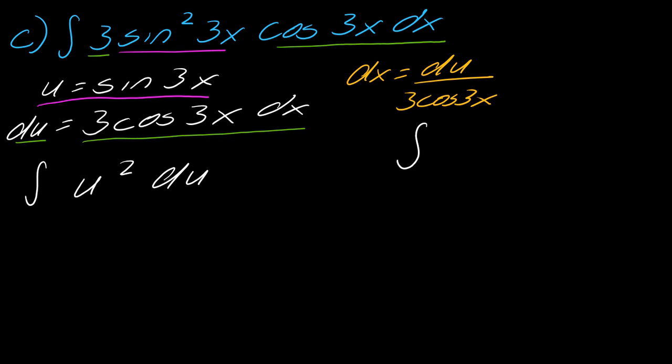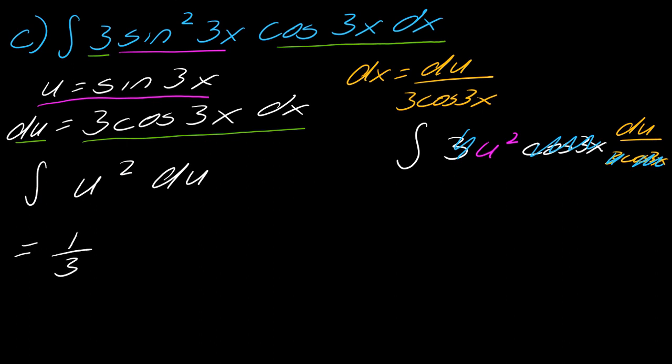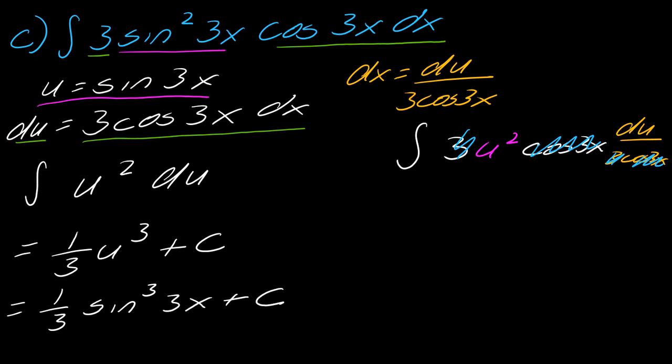So if I make these replacements, I get 3, this is still my u squared, and then I leave the rest of the problem alone, so cosine of 3x, and now I replace my dx with du over 3 cosine 3x. Sorry, this is getting a little squished here, but you can see the 3's will cancel out, and then cosine of 3x and cosine of 3x will both cancel out, so I'm just left with the du. So it gives me this problem here. However you want to think about it is totally fine. So this is 1/3 u to the 3rd plus c, and then I replace my u, so this becomes 1/3 sine to the third of 3x plus c.